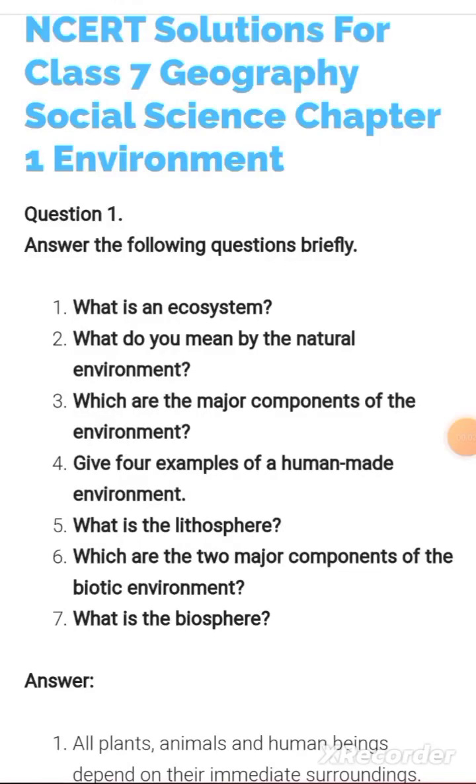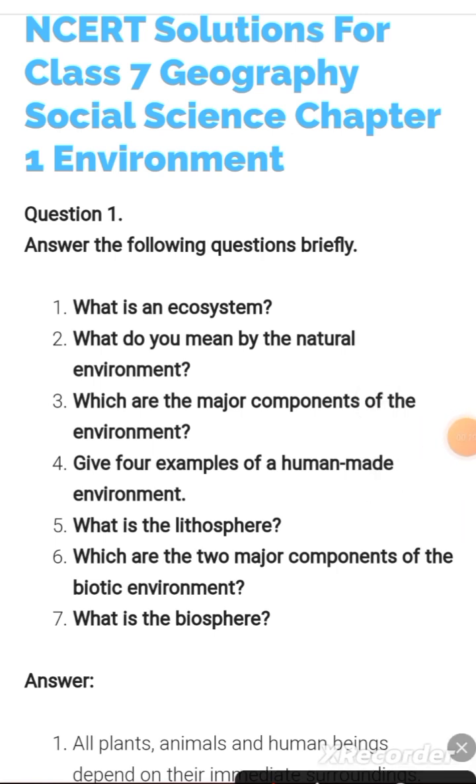Starting with Smart Study. Today I'm going to discuss NCERT Solution for Class 7 Geography Social Science Chapter 1 Environment Answer Key. So let's start. Question 1. Answer the following questions. So let's do it.